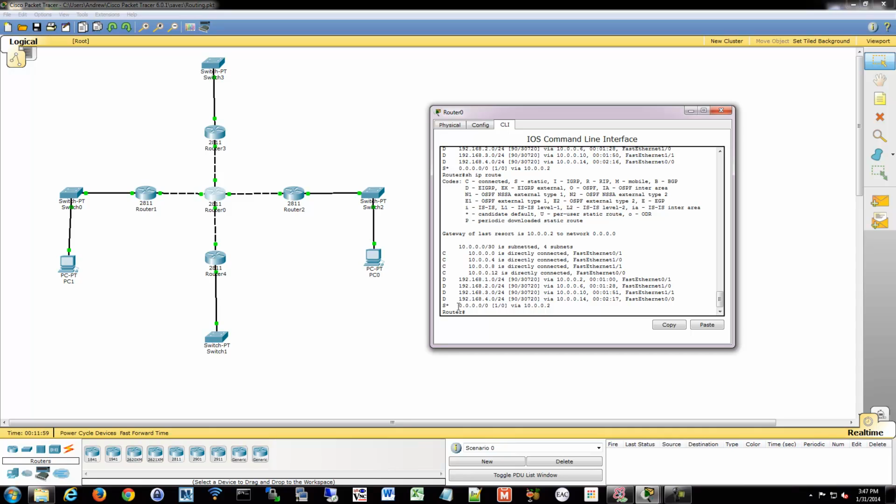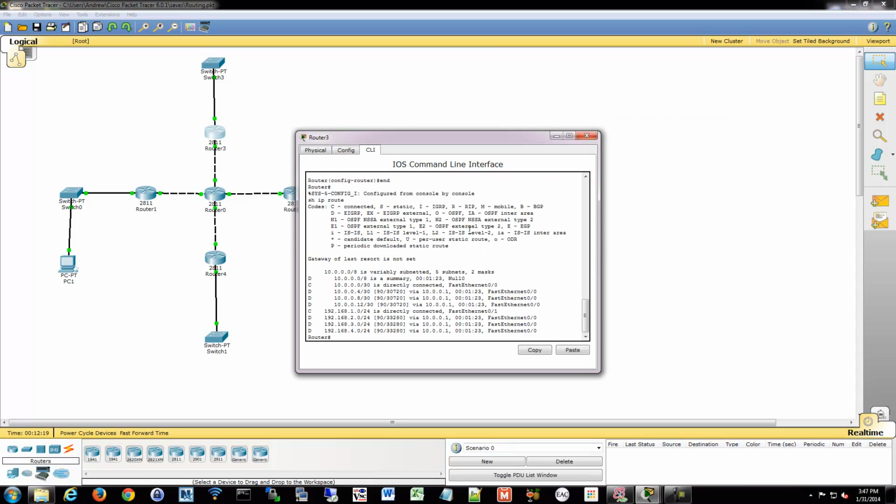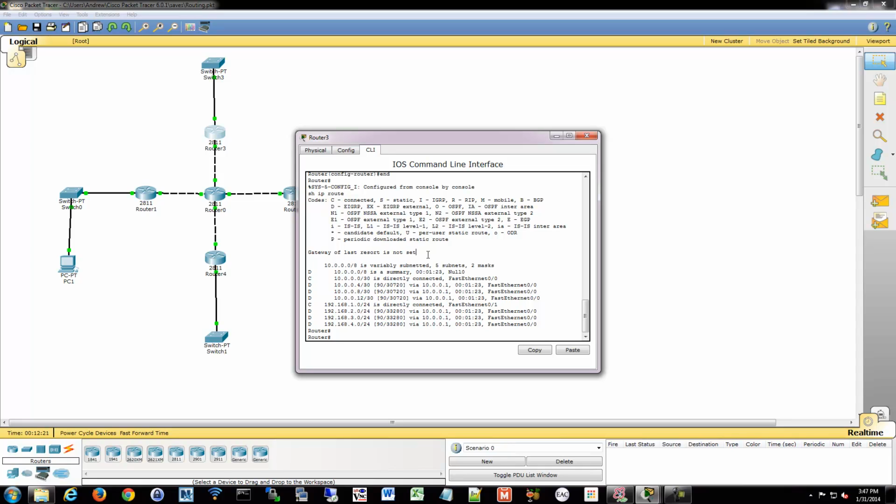So you'll see here I have on my central router a static catch-all route. My gateway of last resort's been configured. So what I want to do is get this to be distributed to the other routers, because if we go check the other routers, you'll see that they do not have a gateway of last resort, either configured or learned. So I want to get that there.